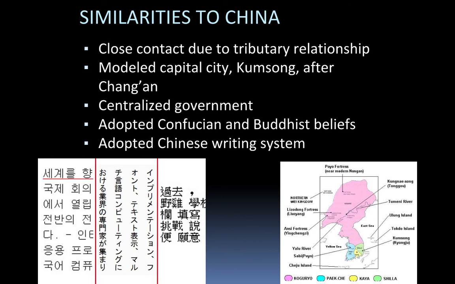They had a centralized government in the same style as the Chinese, and Koreans also adapted both Confucian and Buddhist beliefs over time. And the educated elite in Korea studied the Confucian classics, but the peasant classes were much more attracted to the Buddhist doctrine. Not surprising, of course, because of the emphasis of equality in Buddhism.